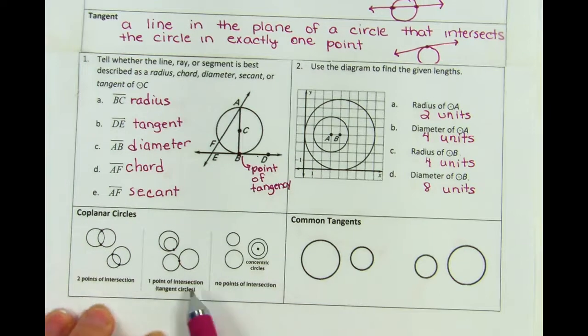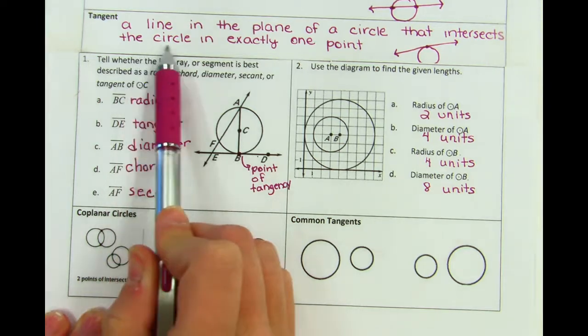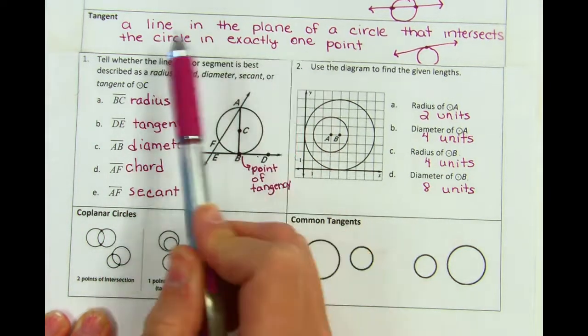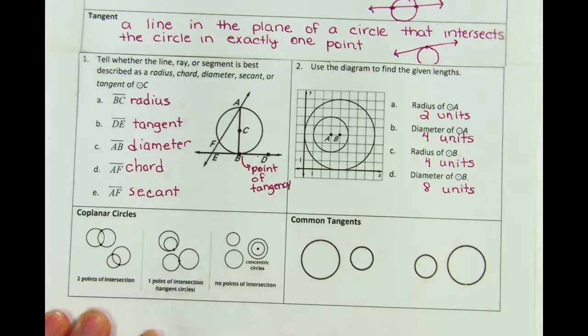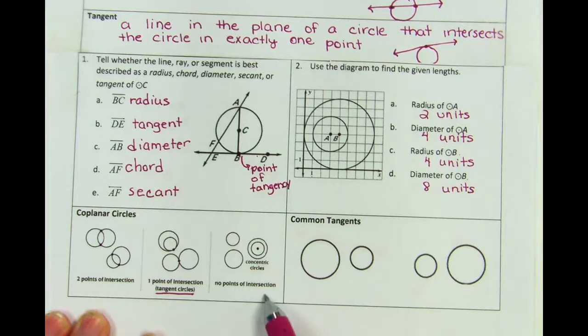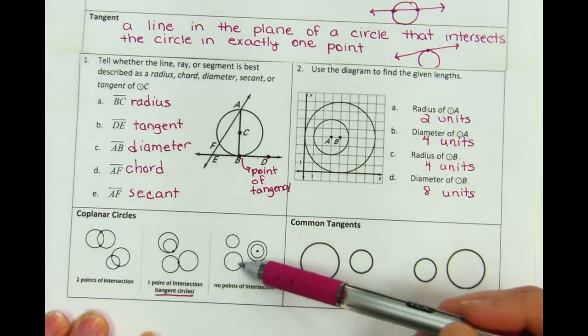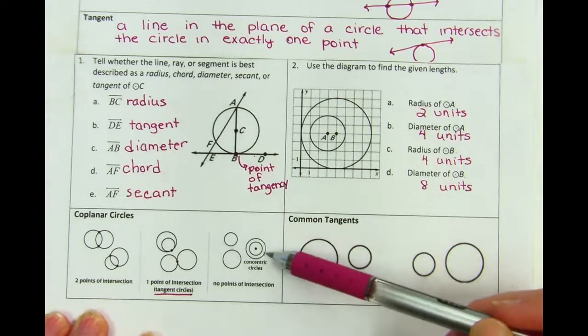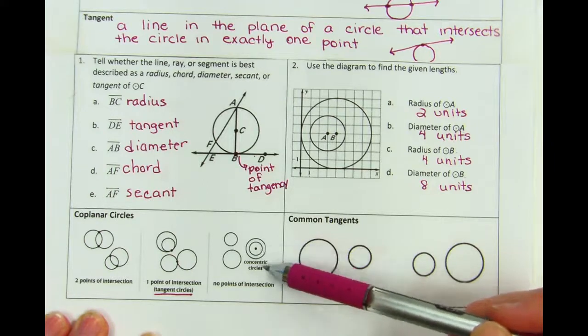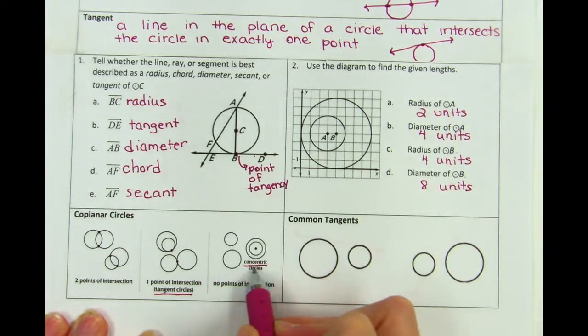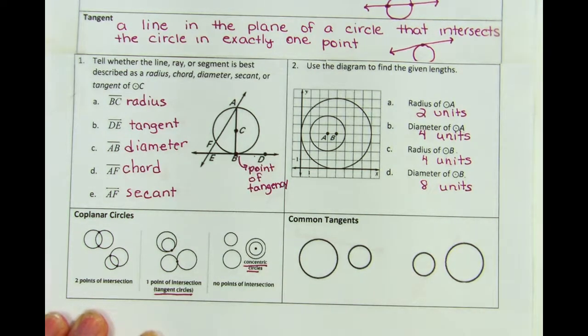Another way you could have coplanar circles is they would only intersect in 1 point. So remember, up here a tangent intersects the circle in exactly 1 point. So in the same way, this intersects in exactly 1 point. So we can call that a tangent circle. And then there are coplanar circles with no points of intersection. They share no points in common. So they can either be completely separate like this, or they can be one within the other, and we would call those concentric circles. Concentric circles are one within the other, but they don't intersect.